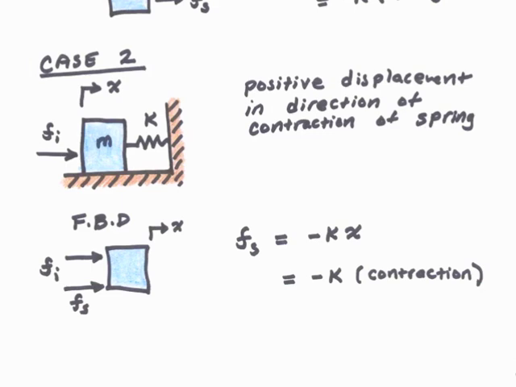Now since I had labeled the positive direction for the spring force to the right, then F sub s would have to be negative in this case. That tells me that the relationship between the spring force F sub s and the displacement x will be F sub s equals minus kx. That is, the spring force in this case is minus k times the contraction of the spring.